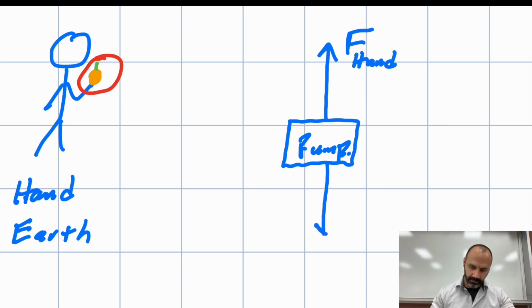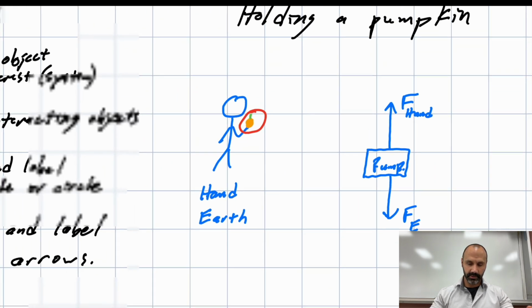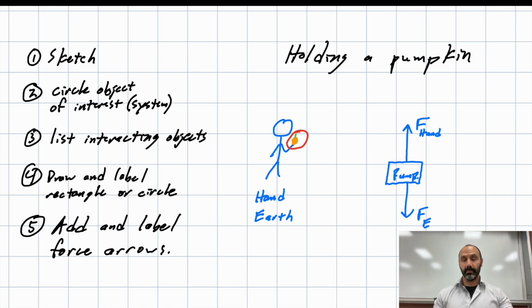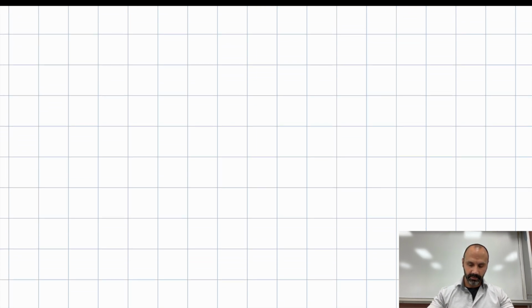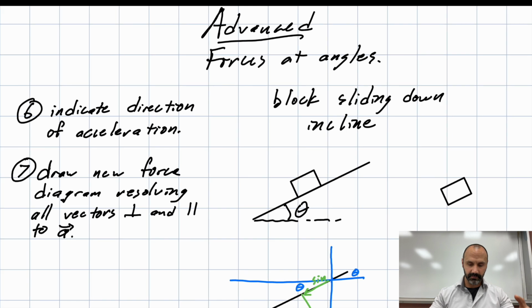One of the other important things here is that the lengths of the arrows matter. Force is a vector, it has direction, but it also has magnitude, and the magnitude is indicated by the length of the force arrow. And so this would be a complete force diagram for this situation of somebody holding a pumpkin. Now let's look at a more challenging example where there are forces at angles involved.